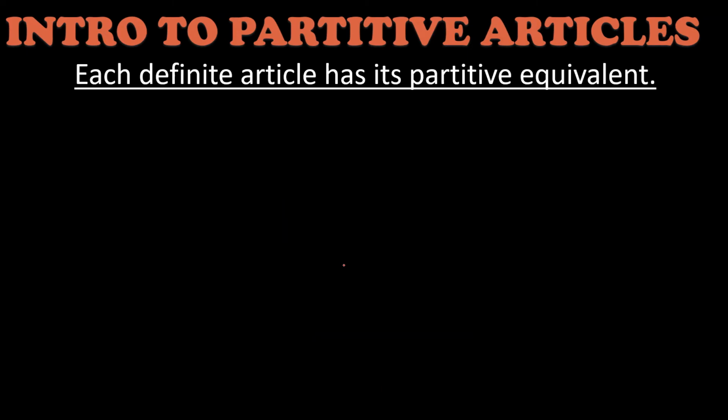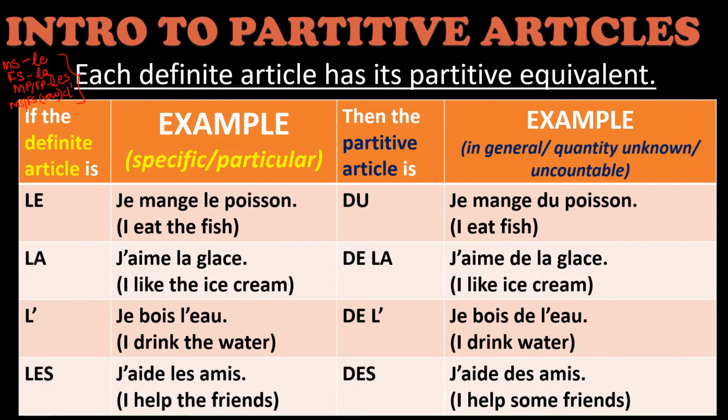Now let's see which are the partitive articles. If you know your definite articles properly, the partitive articles will not be an issue. You know that for masculine singular, just a quick revision, the definite article is le. For feminine singular, it is la. For masculine plural and feminine plural, it is les. Now, for masculine singular and feminine singular starting with a vowel, it becomes l apostrophe. So these are the 4 definite articles which you must be very thorough with by now. If you know these, every definite article has its own partitive version.